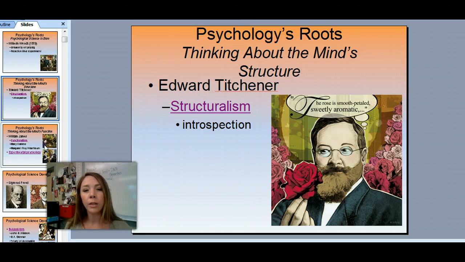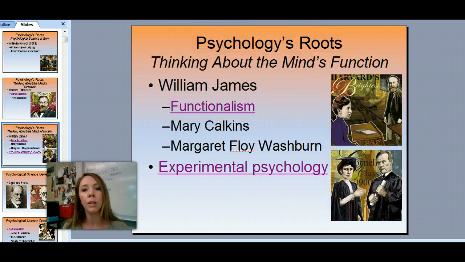Okay, and then we had Titchener. Remember, we talked a lot about the difference between structuralism and functionalism. Titchener is the one that dealt with structuralism, looking at how things were built. Functionalism is going to look at how you interact in your environment. So structure, how something's built; function, how something functions within the environment.